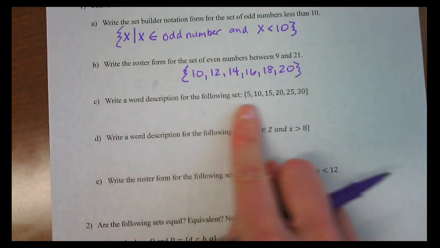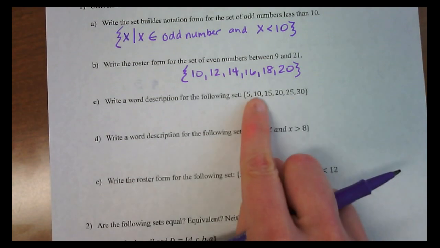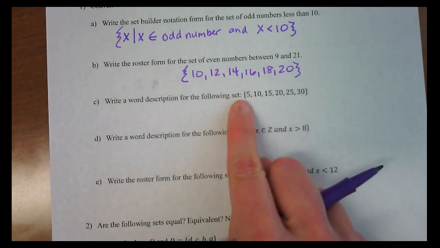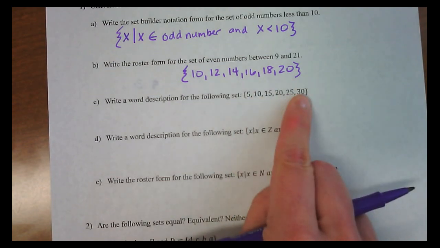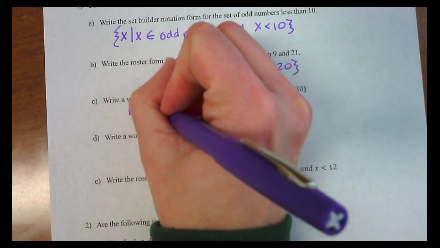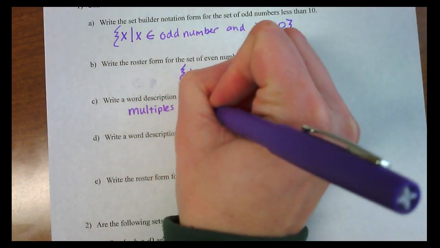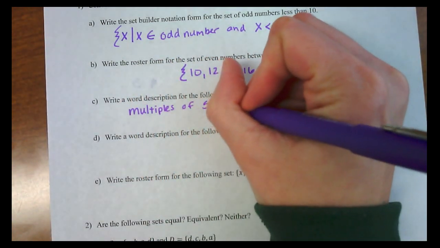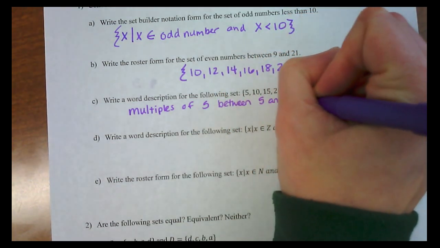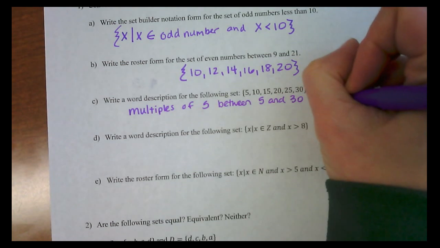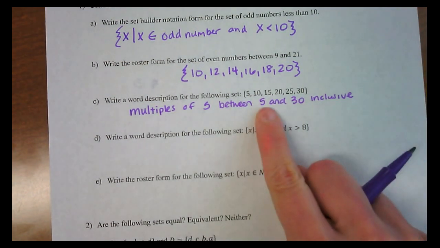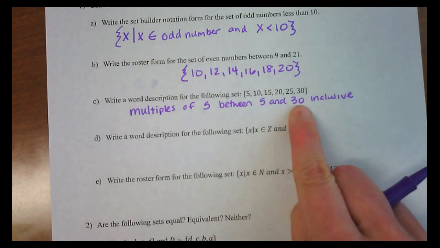Write a word description for the following set. So what's happening here? I'm counting by 5s. I start at 5 and I end at 30. So we can say it's the multiples of 5 between 5 and 30. And I'm going to say inclusive. Inclusive means I include 5 and I include 30.